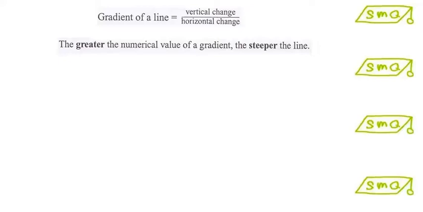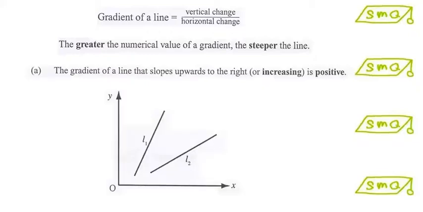The gradient or slope of a straight line is the measure of the steepness of the line. It is defined as the ratio of the vertical change to the horizontal change. The greater the numerical value of a gradient, the steeper the line. If a line slopes upwards to the right, its gradient is positive or increasing.